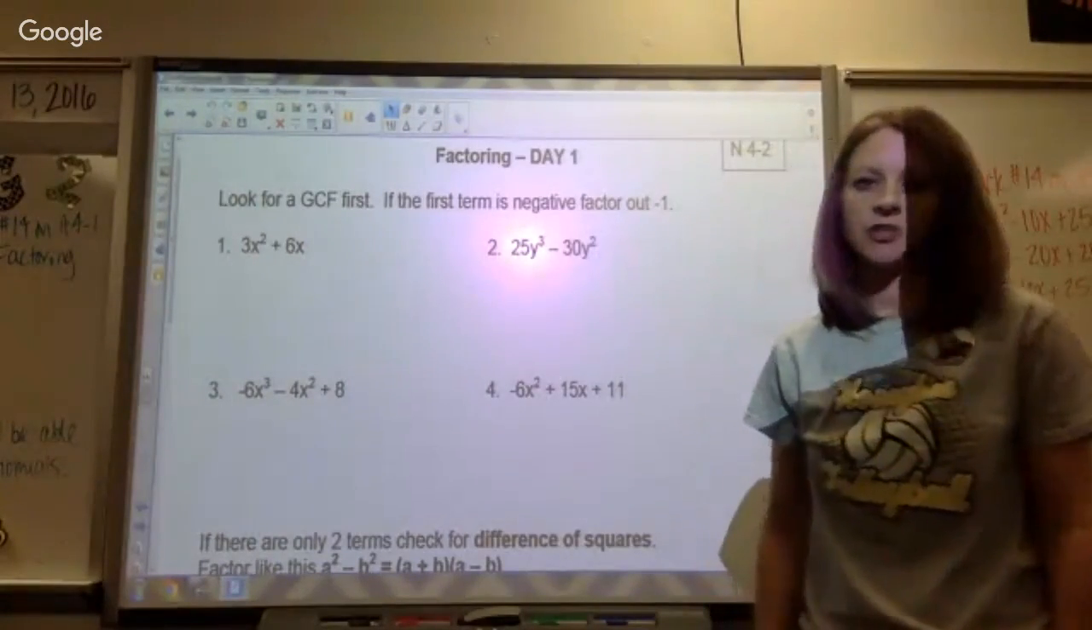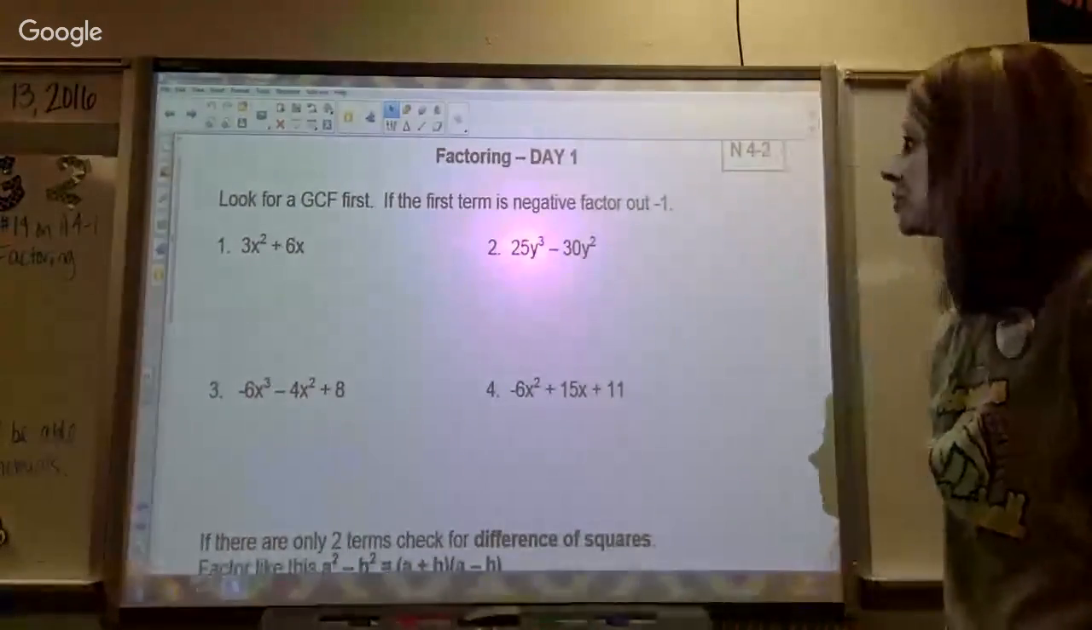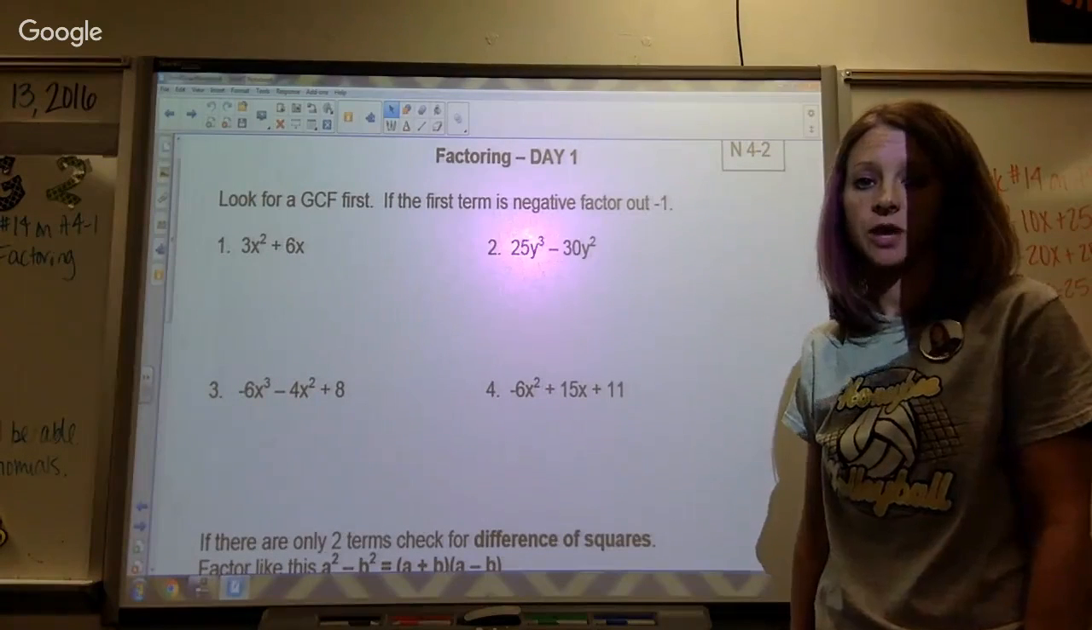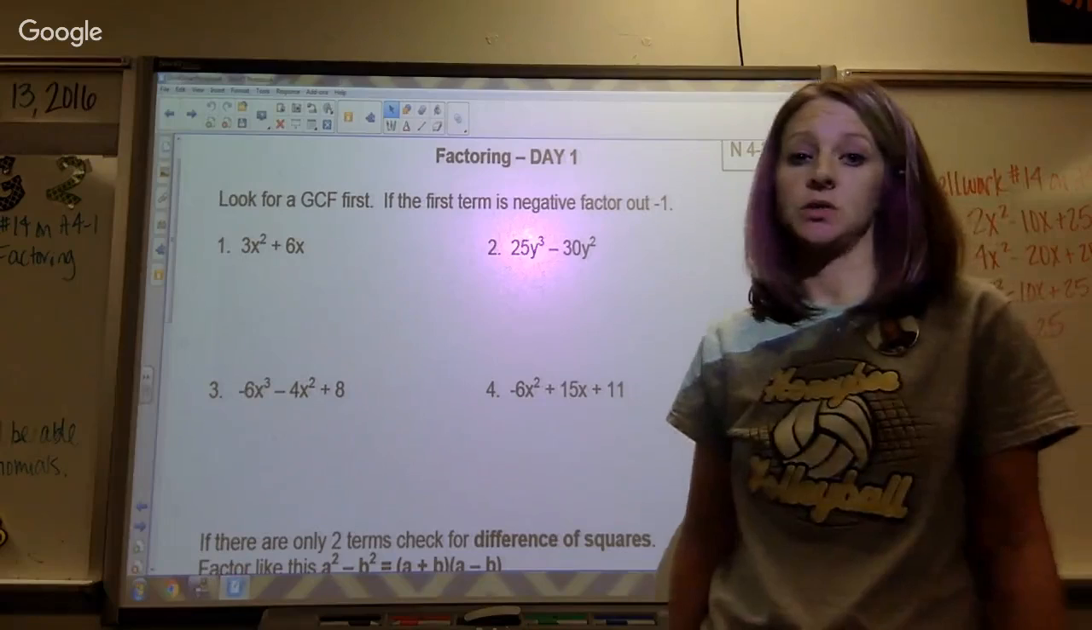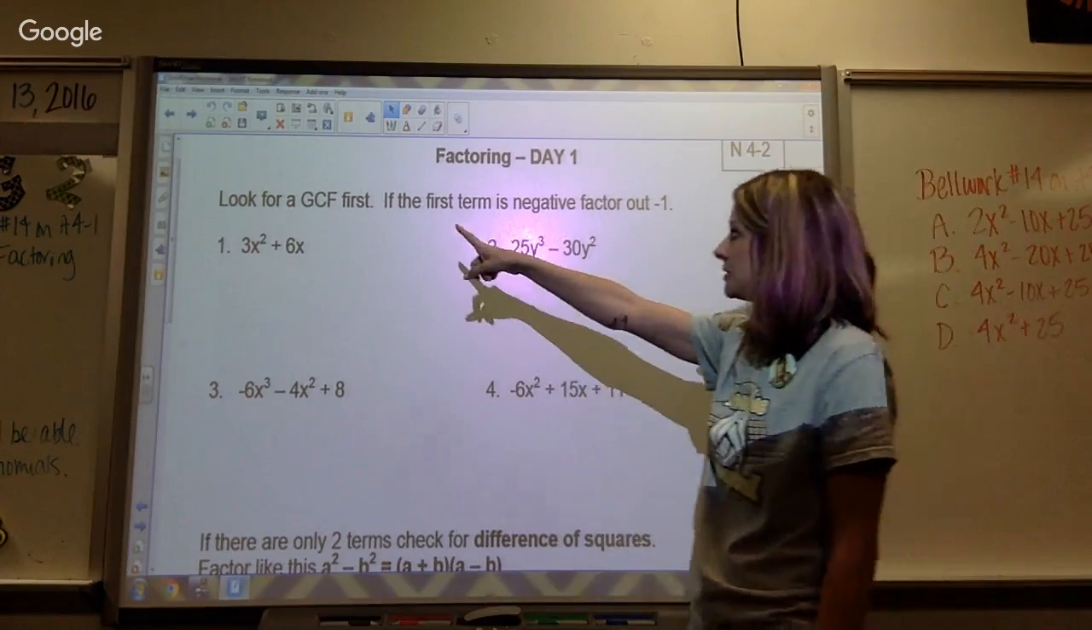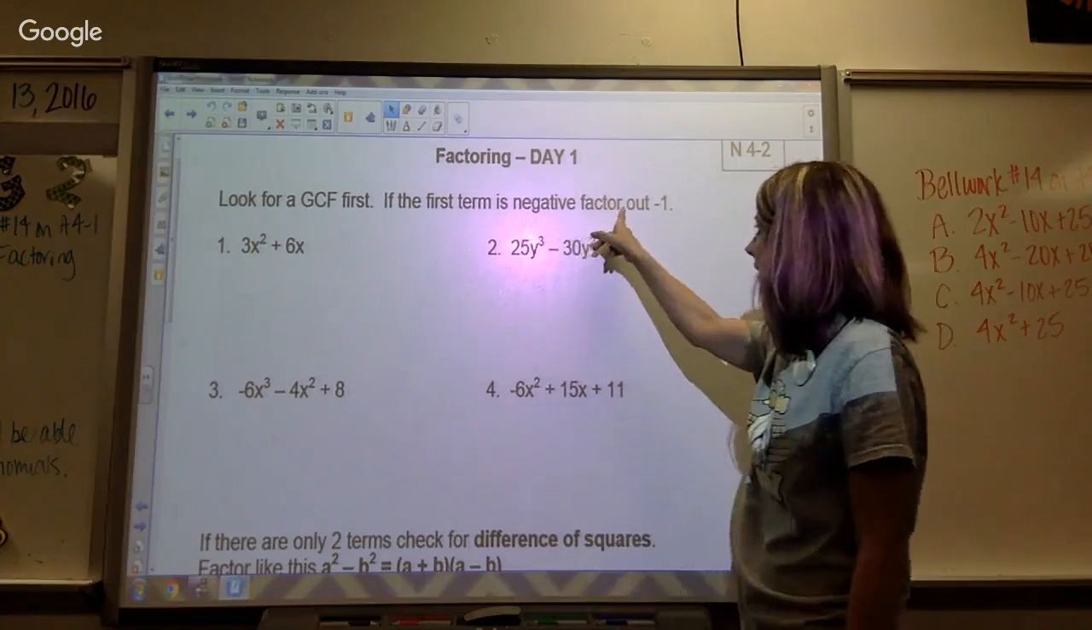Okay, so we're going to be factoring today. The first thing that you always look for is a GCF, which is the greatest common factor. It's the greatest number or terms that can go into all of the terms that you have in your polynomial. Okay, so it says look for the GCF first. If the first term is negative, factor out a -1.